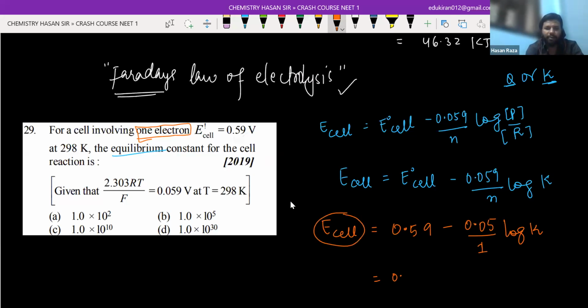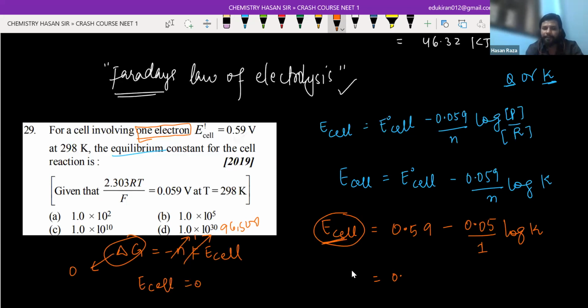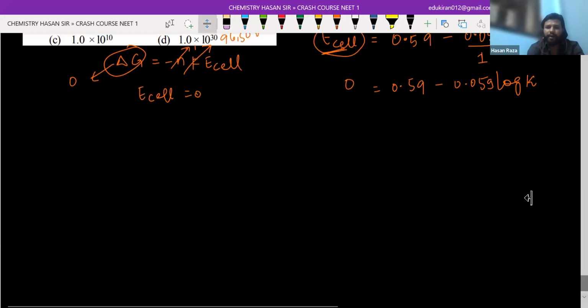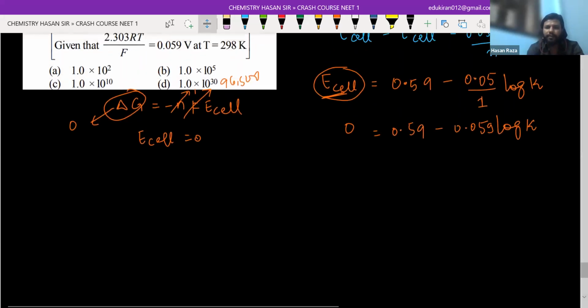As you can see, it is at equilibrium. So at equilibrium, the value of E cell is 0. How do we know that? We know from the formula delta G is equal to minus nF E cell. n has a value 1, F has a value 96,500, and at equilibrium the value of delta G is 0. So the value of E cell will be 0 at equilibrium. So I'm going to put 0 here, and then 0.59 minus 0.059 upon 1 log K. Accordingly, you can shift it to the right hand side and you will get your answer.